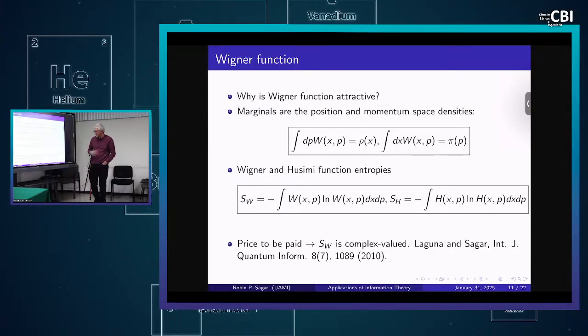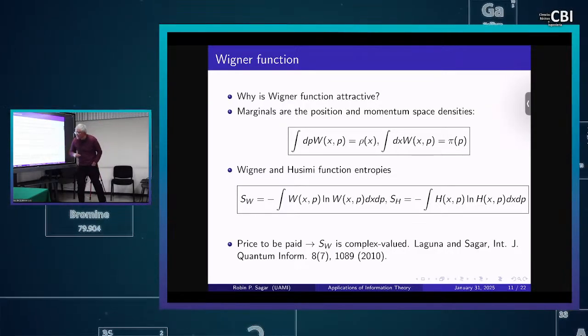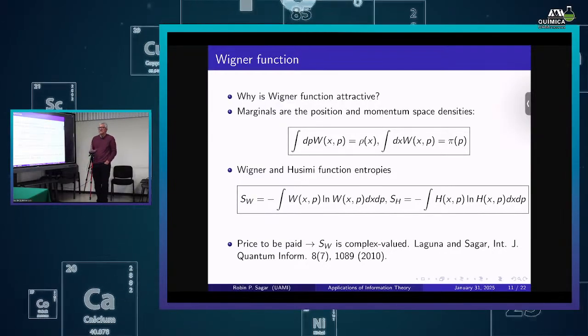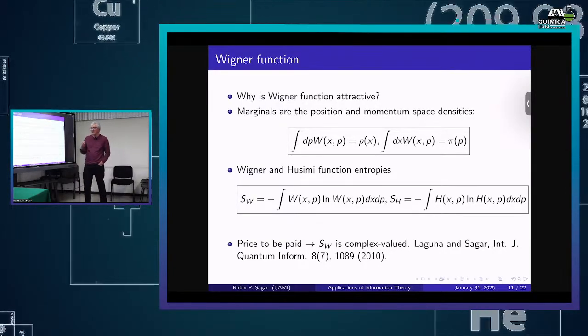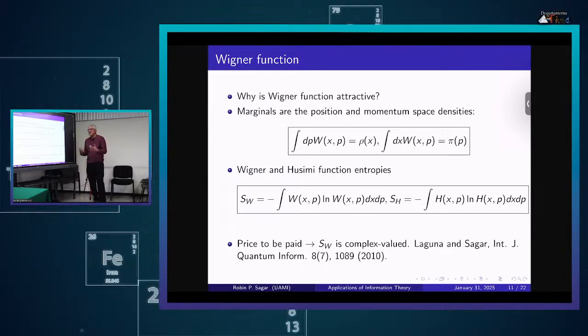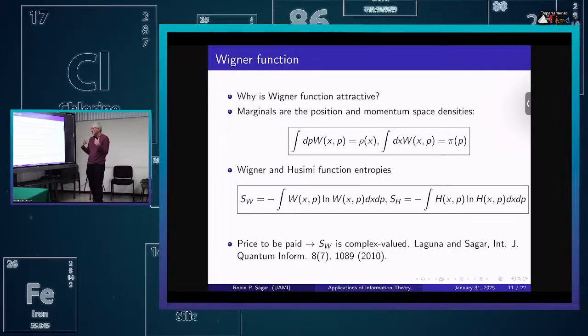I'll just give you the details of the work that was done there. So the price to be paid for defining the Shannon entropy of the Wigner function is that you don't have something that is real valued now. You have something that is complex valued.